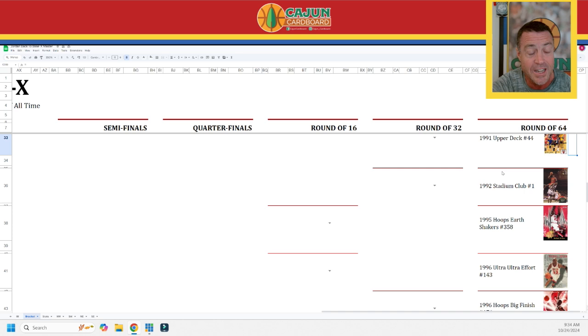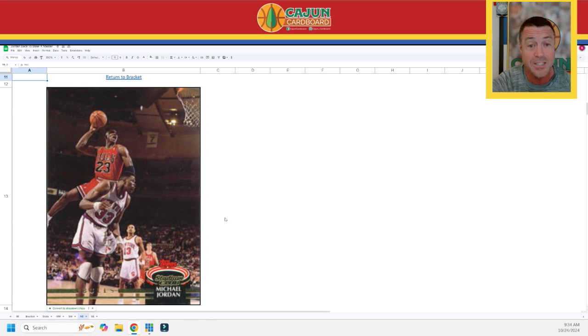And then down here, we've got 92 Stadium Club number 1, Jordan's first Stadium Club card right here. And this is going to be a problem. I like this card to be in the final 2 that come out of this bracket. I think this is an Elite 8 card, people. I'm not trying to influence anybody. I have no dog in this hunt.